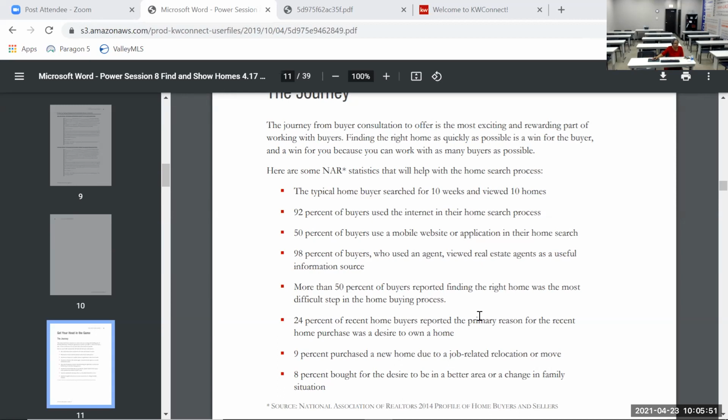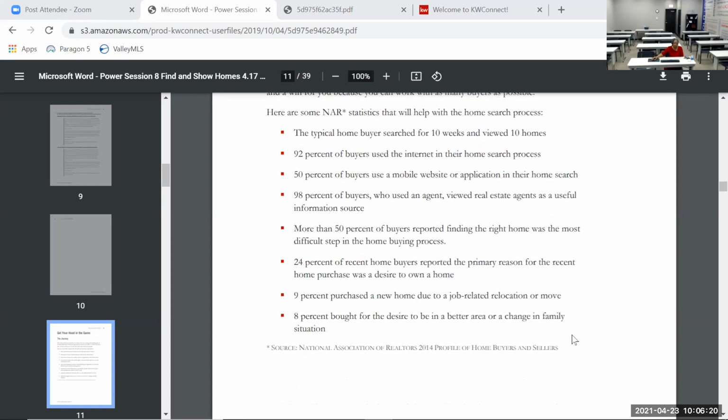More than 50% of buyers reported finding the right home was the most difficult step in the home buying process. So getting approved for the loan, for the mortgage, signing all the documents at the closing table, all of those other things, but finding the right home, the process of looking and finding the right home, they said was the most difficult step.